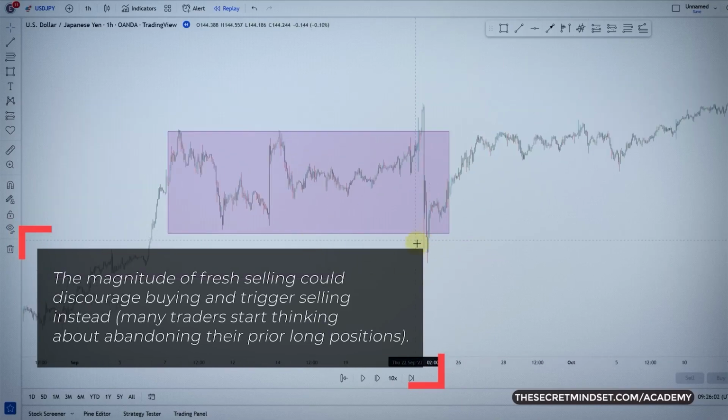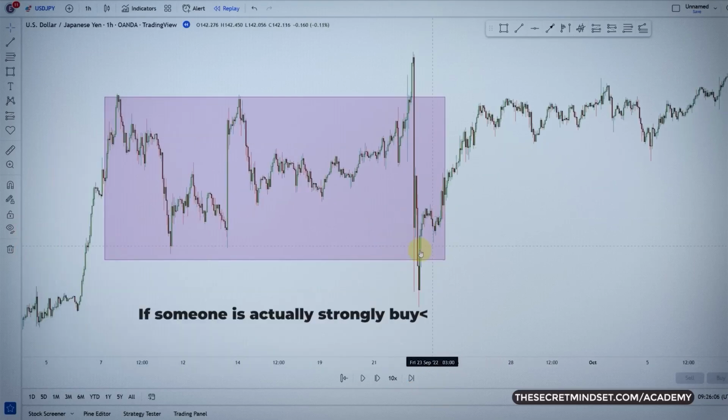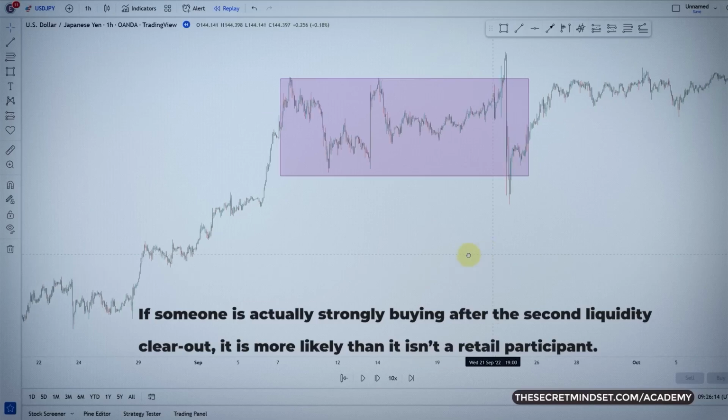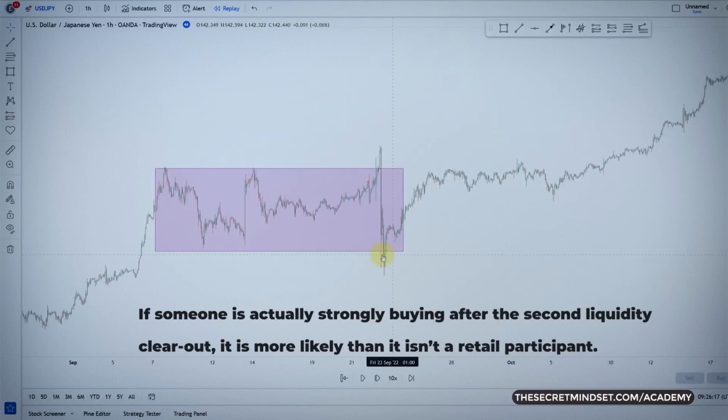Many traders start thinking about abandoning their prior long positions. If someone is actually strongly buying after the second liquidity clear-out, it is more likely that it isn't a retail participant. This gives you insight that someone bigger is willing to defend this area.